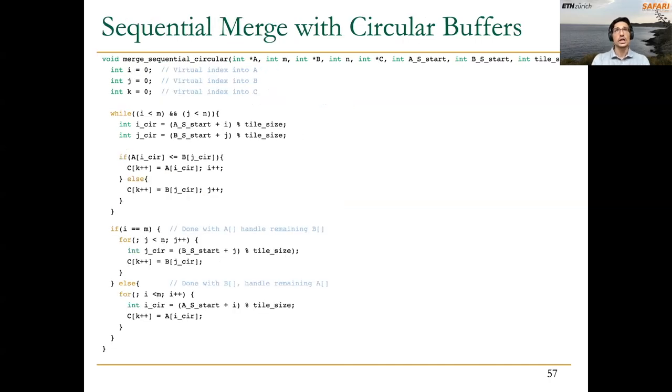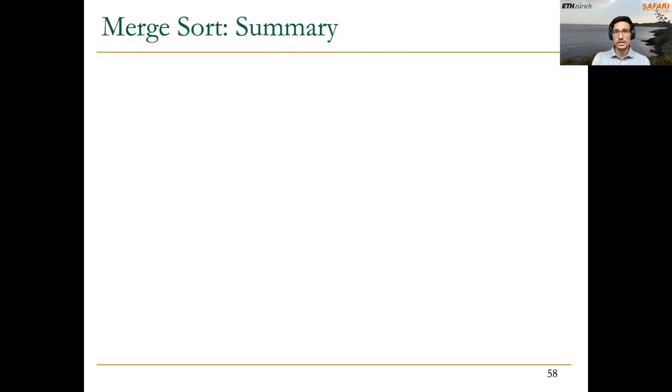And this is the sequential merge with the circular buffers. Again, you can observe that the code of the algorithm itself doesn't change. It's only that we have to use this i_circular and this j_circular in order to access the right elements from the tiles in A and B, taking into account that the indices in reality wrap around because of the limited tile size. So that's essentially it.